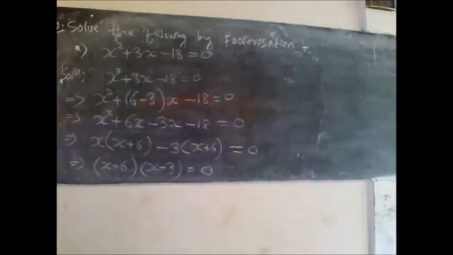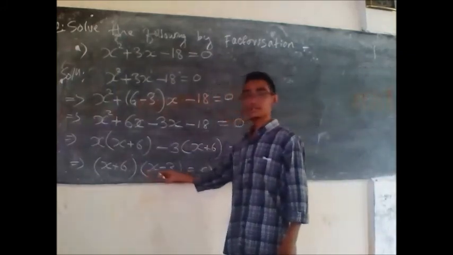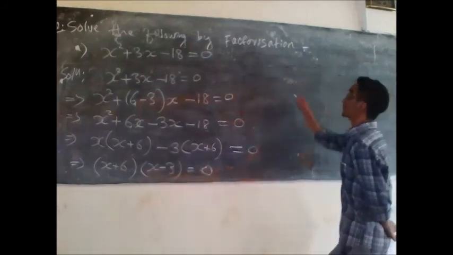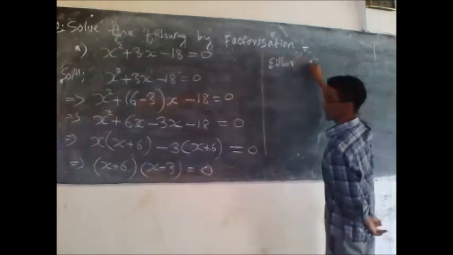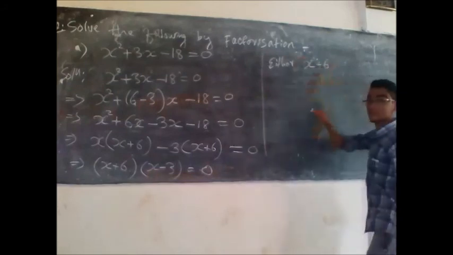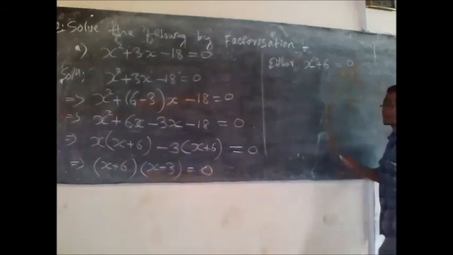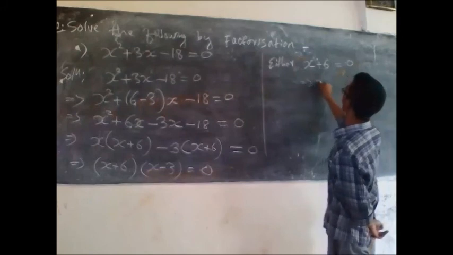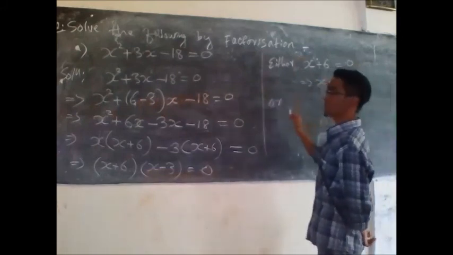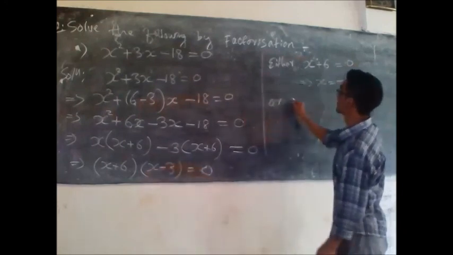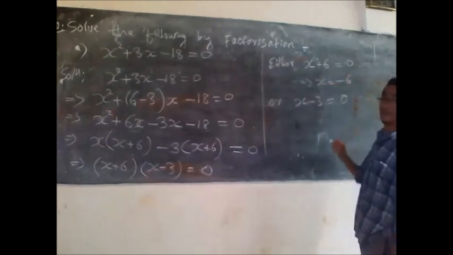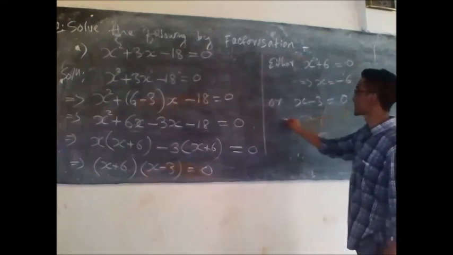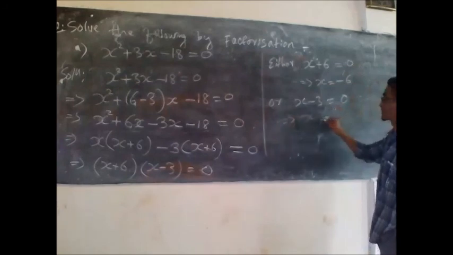So x plus 6 into x minus 3 equal to 0. So either x plus 6 equal to 0 implies x equal to minus 6, or x minus 3 equal to 0 implies x equal to plus 3.